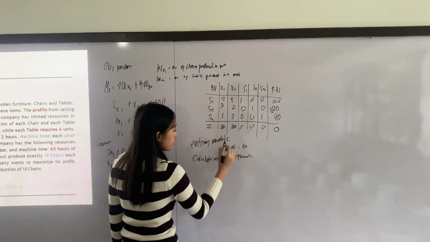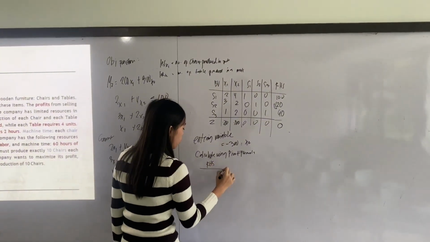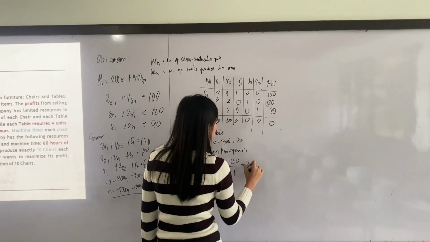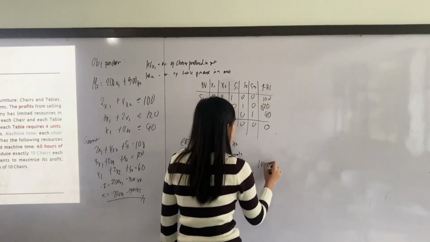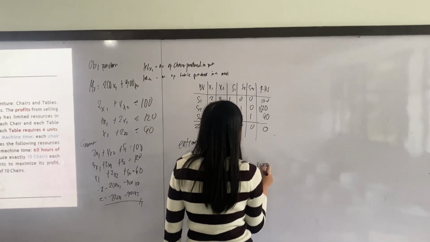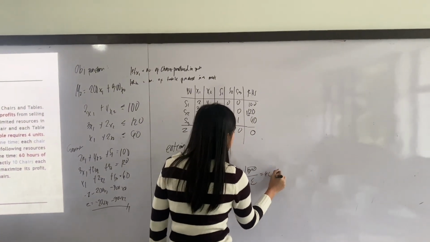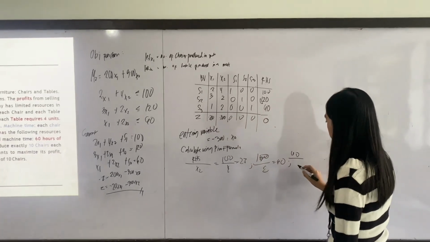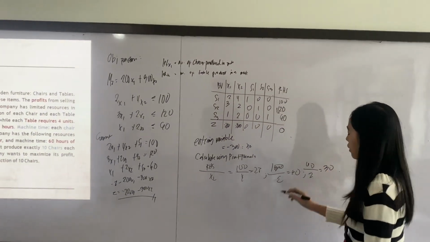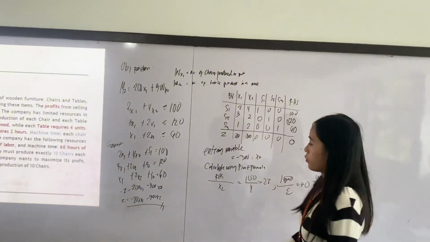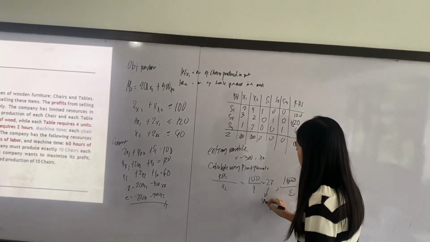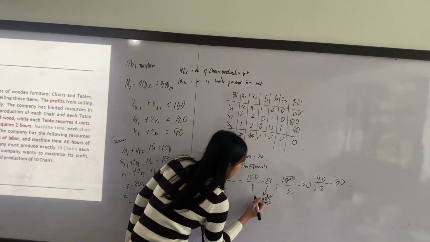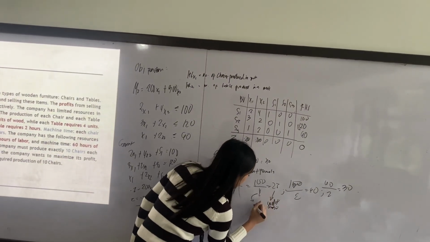So you get right hand side over x sub 2, which is 100 divided by 4, you get 25. 120 over 2, we get 60, and 60 over 2, we get 30. So after calculating the pivot formula, we need to identify the smallest ratio, which is 25. Then, after getting the smallest ratio, identify our pivot element from the denominator, which is 4.